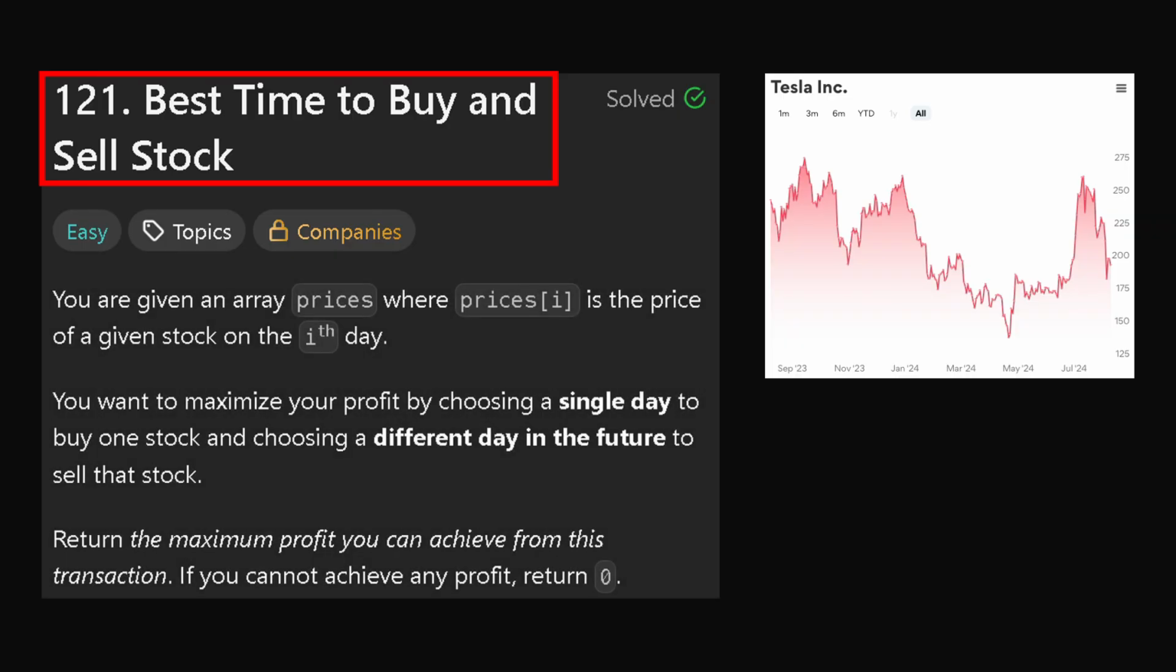You're given an array called prices, where prices[i] is the price of a stock on the ith day. Your goal is to choose one day to buy the stock and then choose a future day to sell it to make the maximum possible profit. If no profit is possible, just return 0.